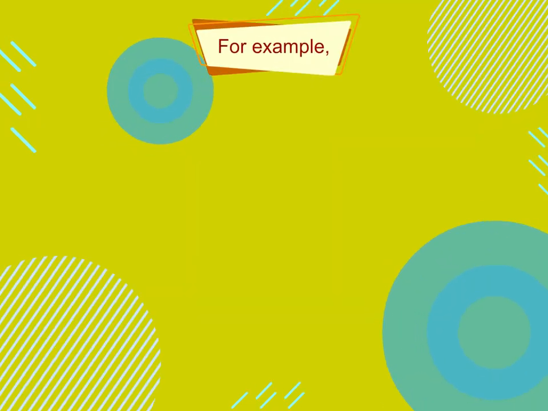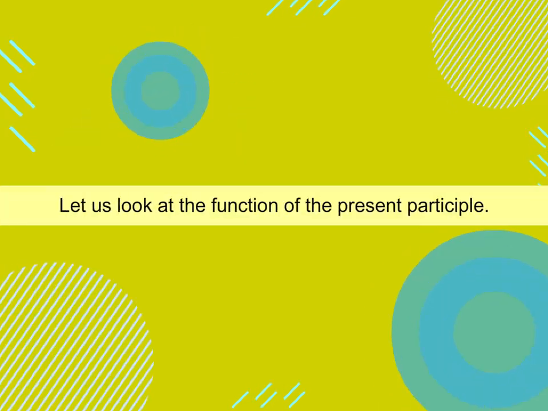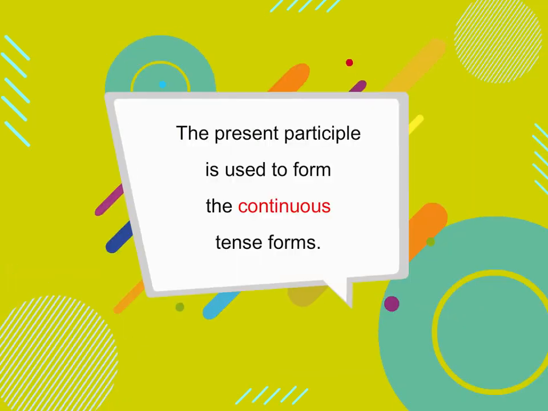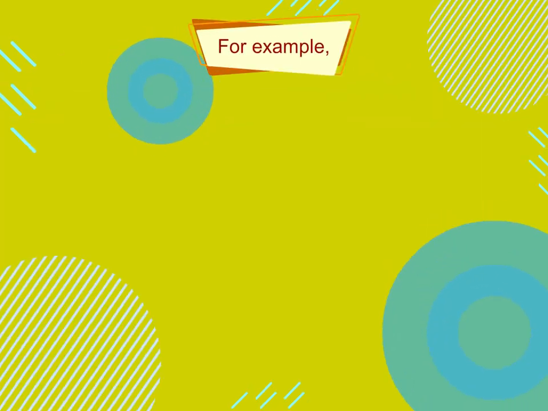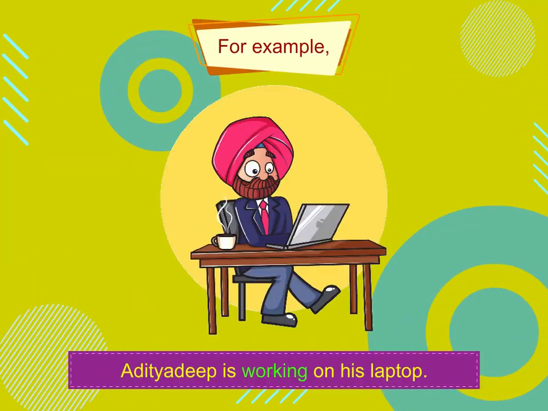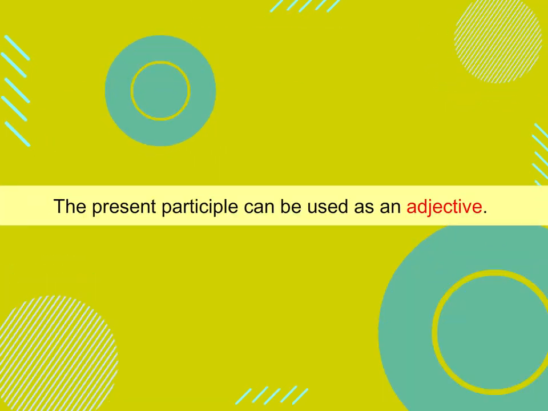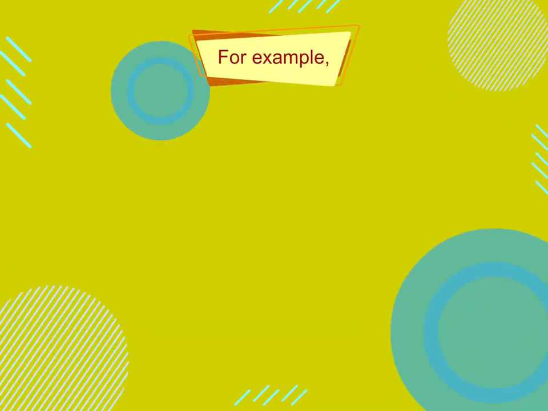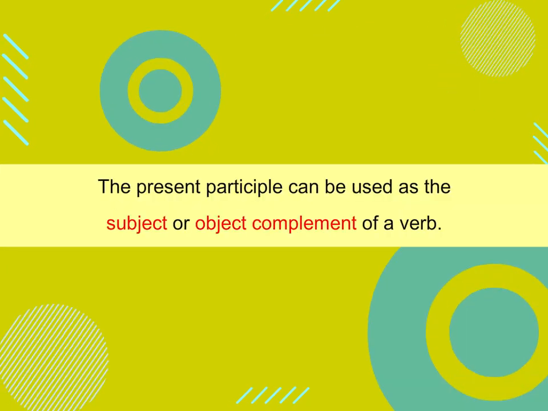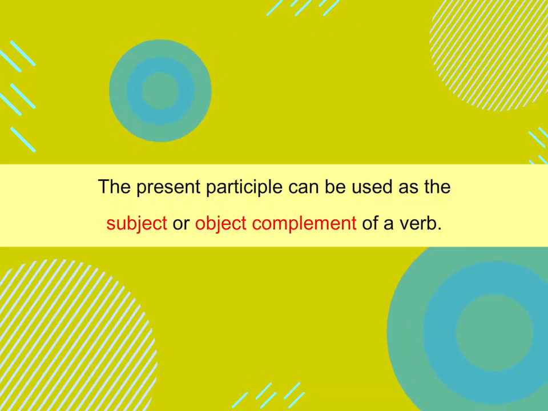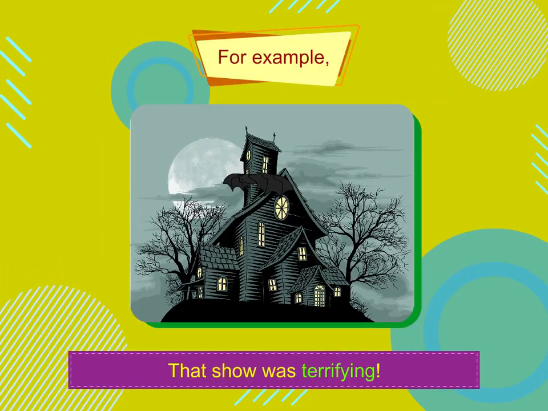For example, the children were riding a bicycle. Let us look at the function of the present participle. The present participle is used to form the continuous tense forms. For example, Aditya Deep is working on his laptop. The present participle can be used as an adjective. For example, the scorching heat is unbearable. The present participle can be used as the subject or object complement of a verb. For example, that show was terrifying.